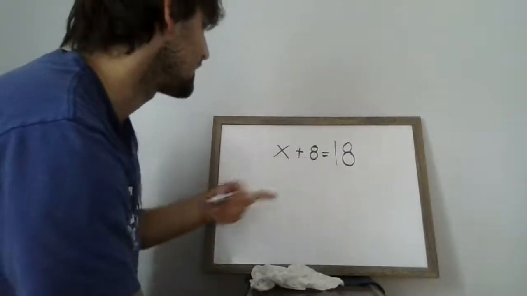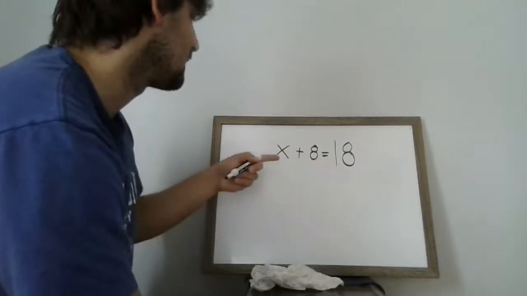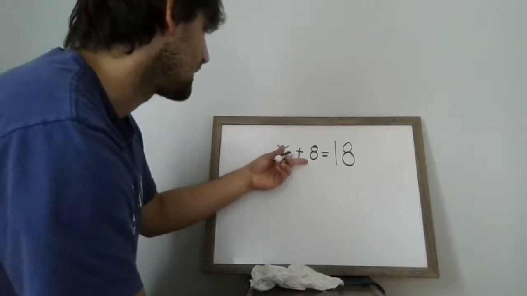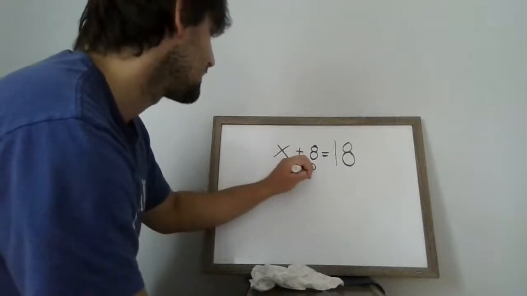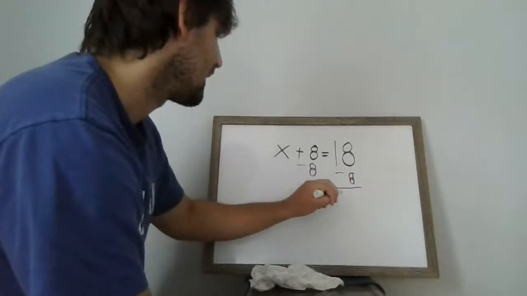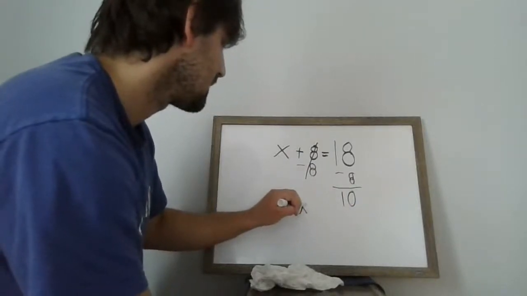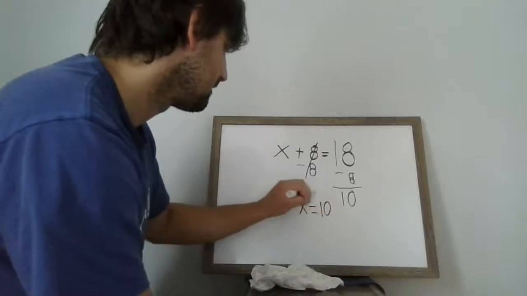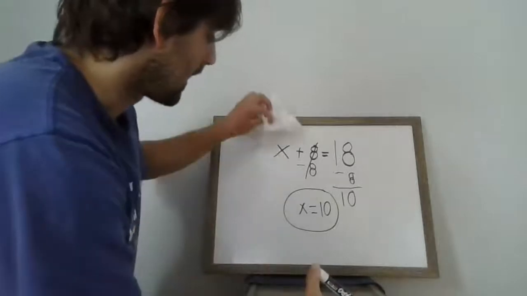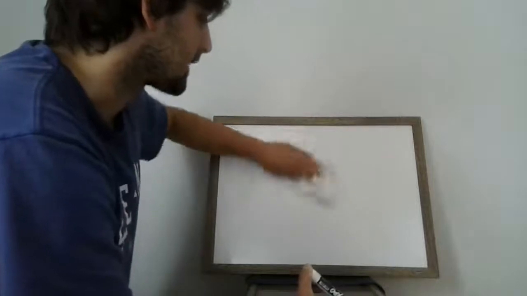All right, x plus 8 equals 18. So again, find the value of x. We got to get this 8 on the other side of the equal sign, and we do that by doing the opposite of whatever the operation is. So the operation, again, is addition, so we got to subtract. Minus 8, minus 8. So 18 minus 8 equals 10. So x equals 10. I'm going to do one more problem that's like this, and then I'm going to show you what to do when it's x minus a number.